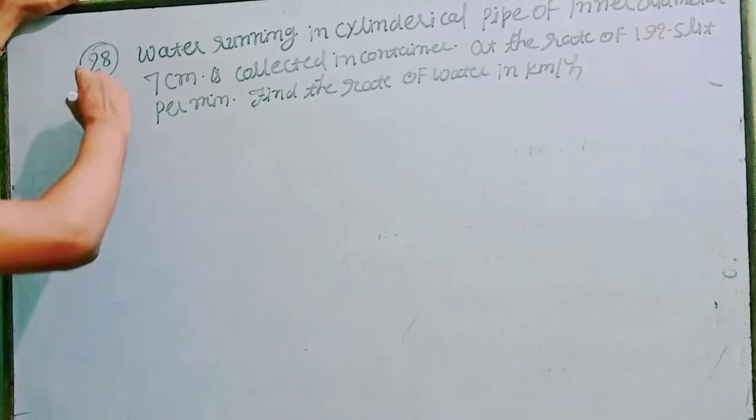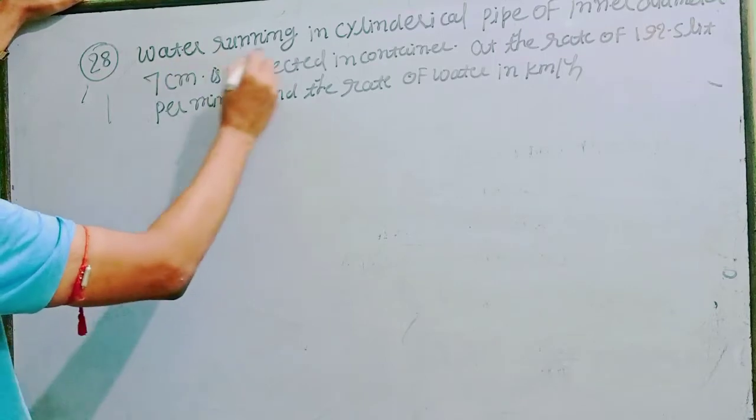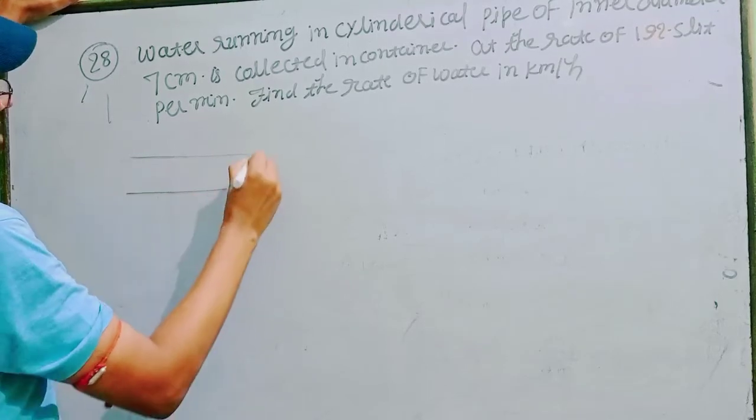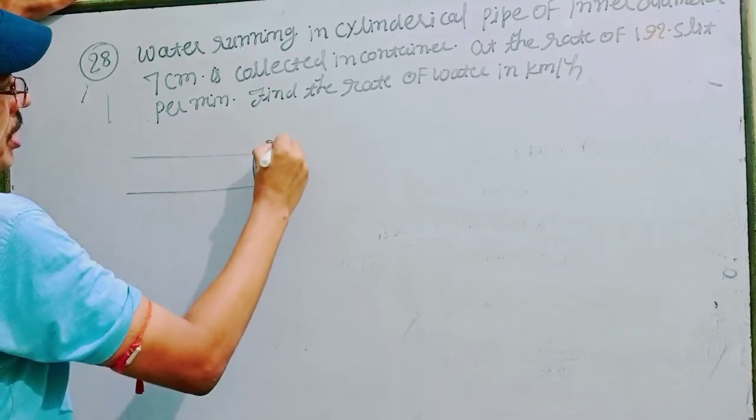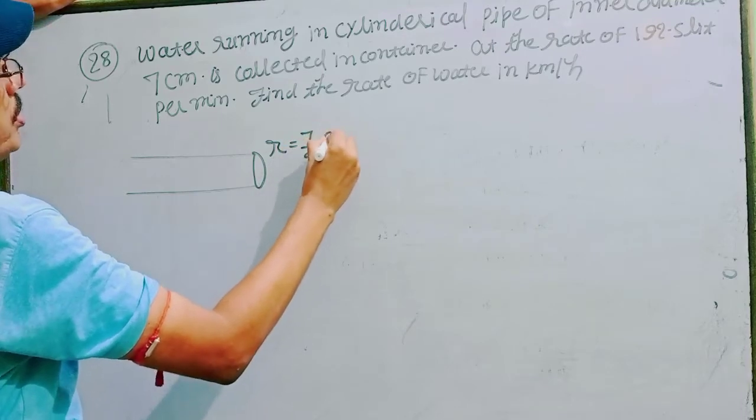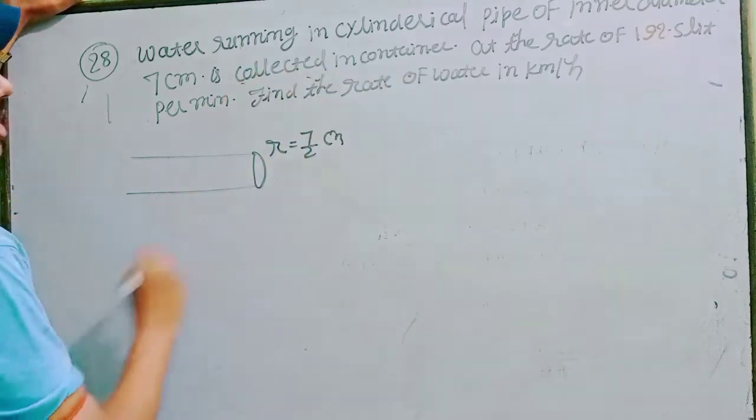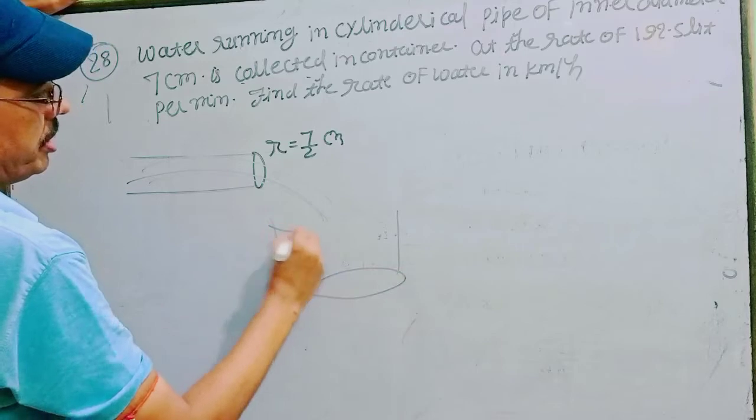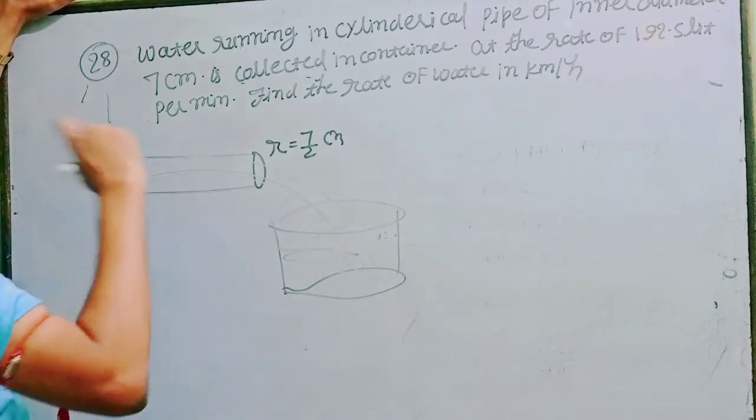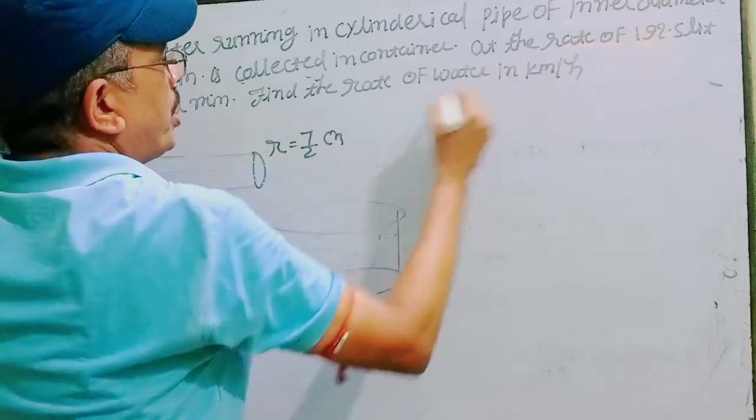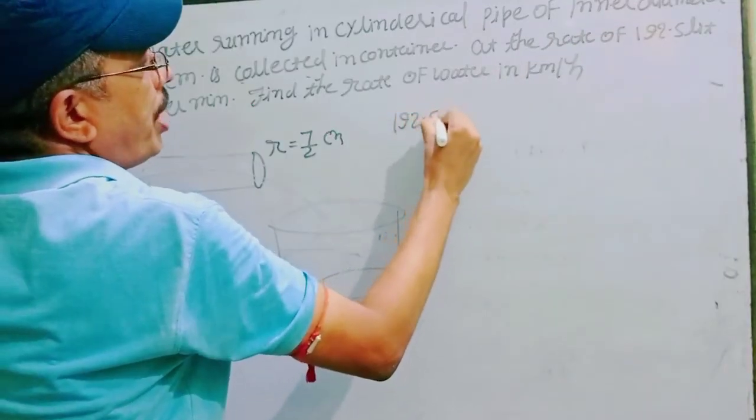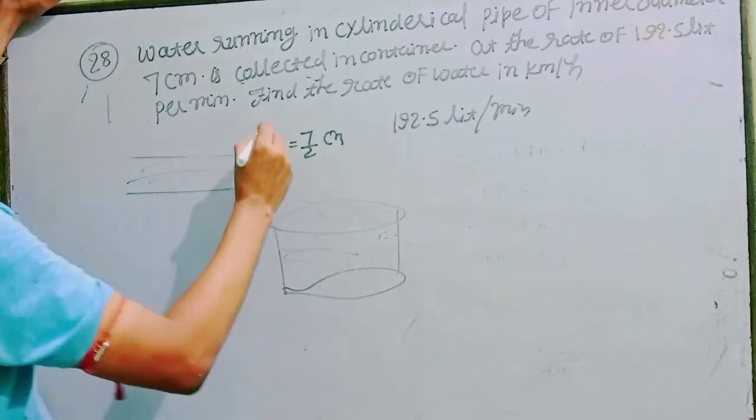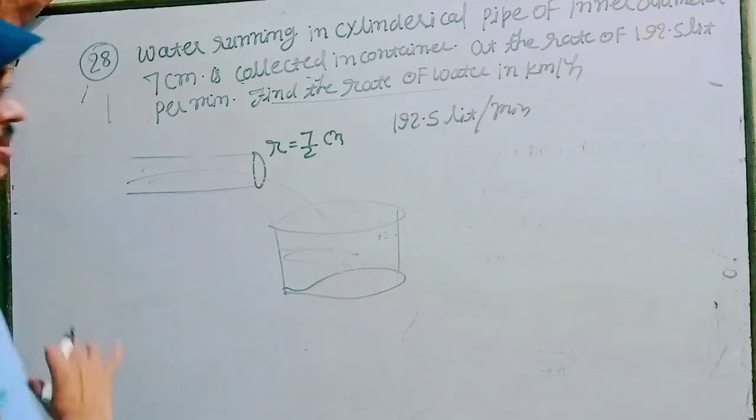Now see question number 28. That is, water running through a cylindrical pipe of inner diameter 7 centimeter. It is a pipe with inner diameter 7 centimeter, then radius is 7 by 2 centimeter. It is collected in a container, a big container, and water is collected here at the rate of 192.5 liter per minute. Then your question is find the rate of water flow in kilometer per hour.